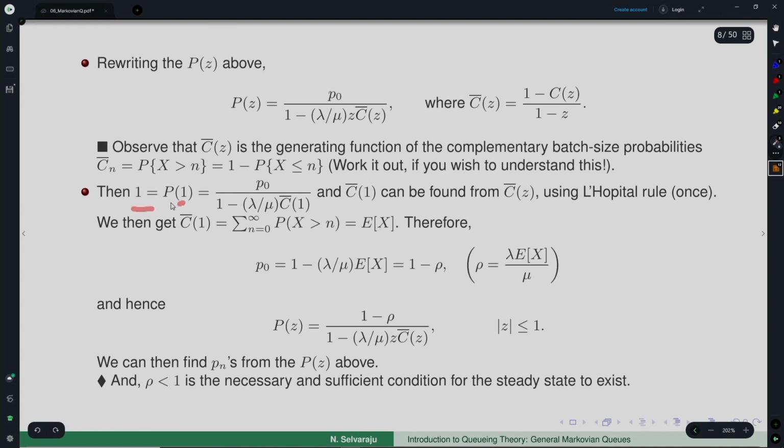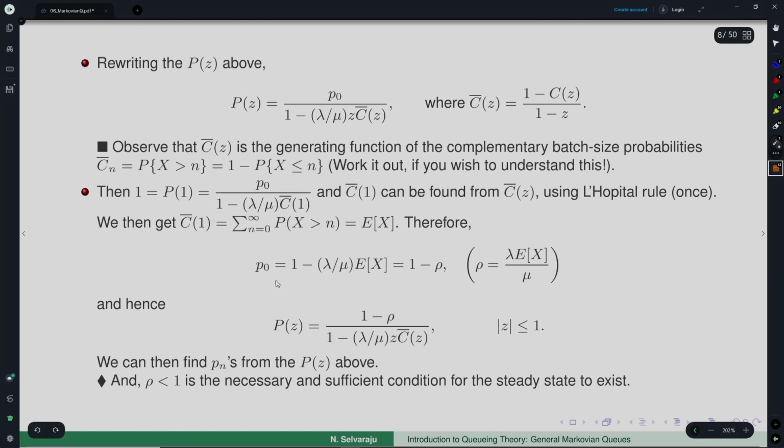Now, you impose the condition 1 equal to P of 1, which will give you this quantity. Now, you still need to find C bar 1. So, C bar 1 we have to find from this C bar Z, but then you have to apply L'Hopital's rule at least once. Once you get that, you end up with this expression, which is nothing but the expectation of X, that you can easily see. So, C bar 1 is the expectation of X.